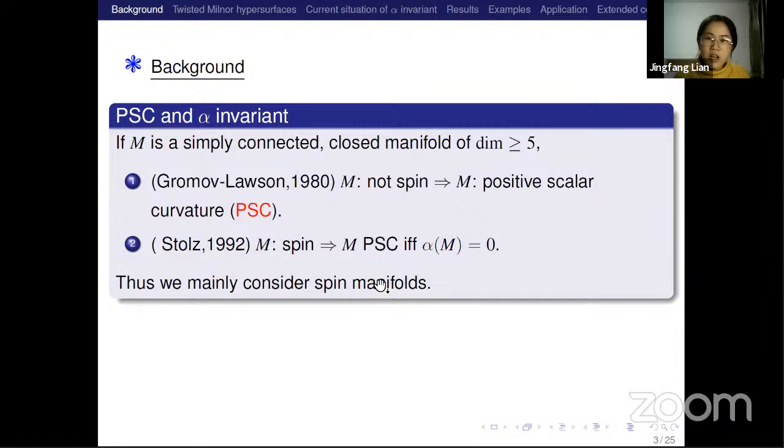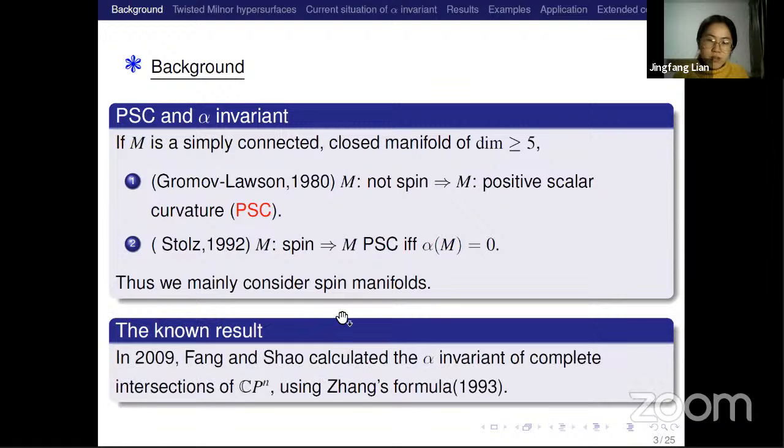And in fact, in the later part, I will talk about the definition of the alpha invariant. The alpha invariant is defined on spin manifolds. And in 2009, Fang and Shao calculated the alpha invariant of complete intersections of projective space, where they mainly used John's formula in the most difficult case. Here we also use John's formula. I will introduce it in more detail in the later part.